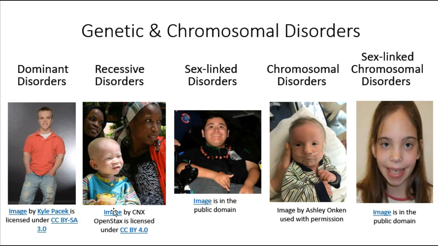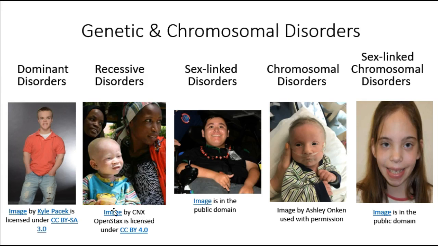So what happens when heredity doesn't quite go right? So with genetic and chromosomal disorders, we've got 5 different types of disorders. 3 are related to kind of genes in general. 2 happen to do with the number of chromosomes you have. So let's take a brief look at each of those.